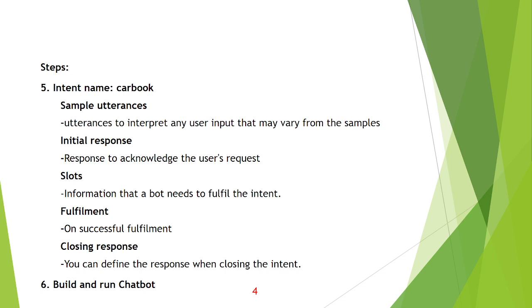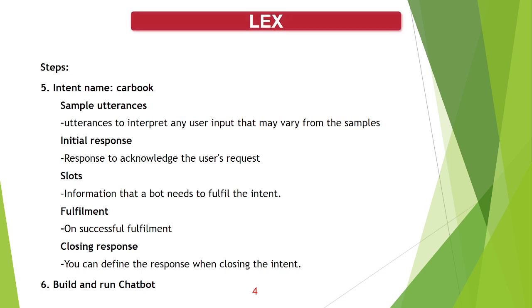Followed by that, you need to specify the intent name as carbook, where you need to provide the sample utterances. Sample utterance means what the user will feed as input. That is the initial input of the user. So that is the sample utterances, followed by the initial response, what the chatbot needs to respond initially.